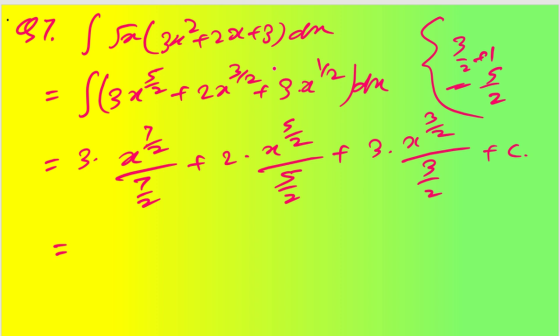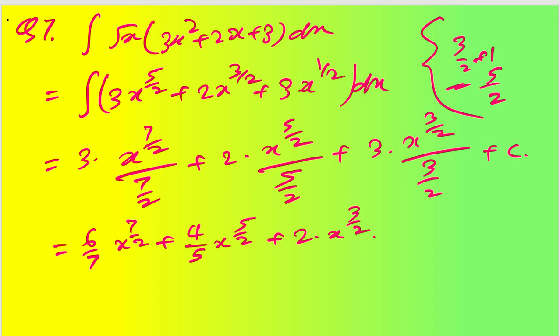So what will happen? 3 times 2 is 6, so 6 by 7 x to the power 7 by 2, plus 4 by 5 x to the power 5 by 2, plus 6 by 3, or 3 got cancelled, so I will write it down as just 2, into x to the power 3 by 2, plus some constant c.